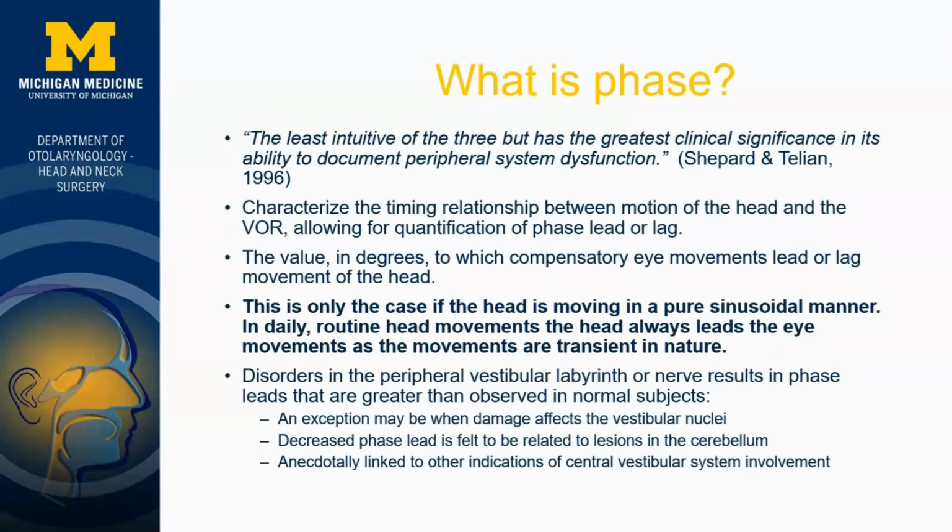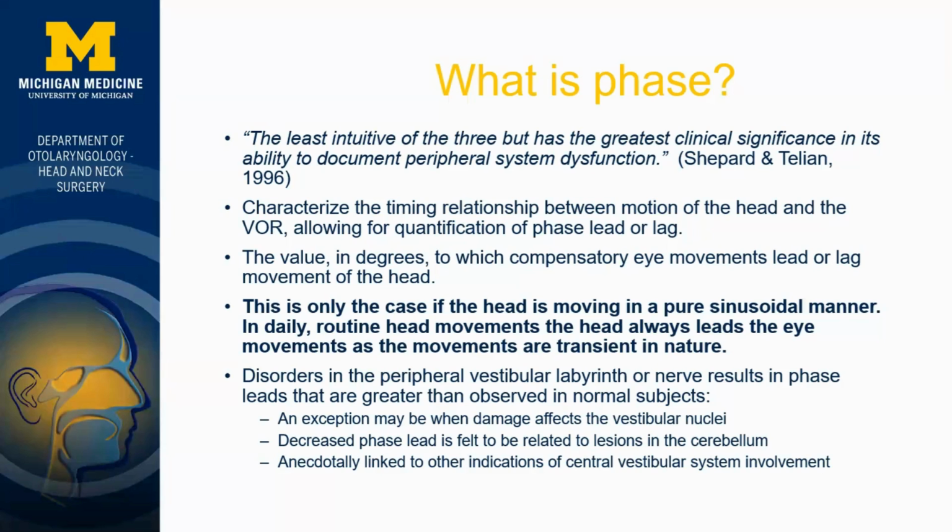Phase is the hardest one to understand. So I love this quote from Dr. Tellian: the least intuitive of the 3, but has the greatest clinical significance in its ability to document peripheral system dysfunction. And if that isn't vestibular system just kind of summed up, the most difficult to understand, but the most important one to get. So this is a characterization of the timing relationship between the motion of the head and the VOR. So how long does it take? How much input does it take before the VOR comes in and starts working? So it's a value in degrees to which the eye movements lead or lag movement of the head.